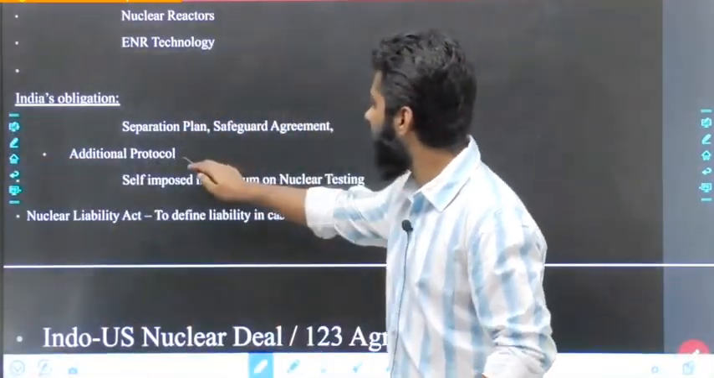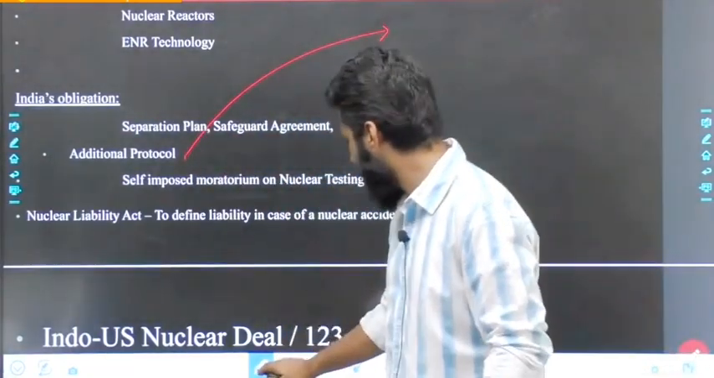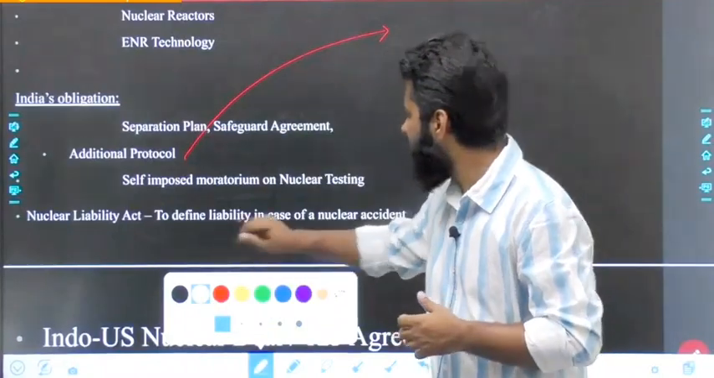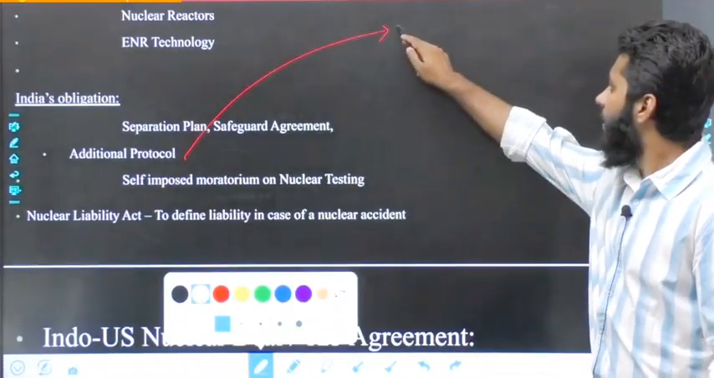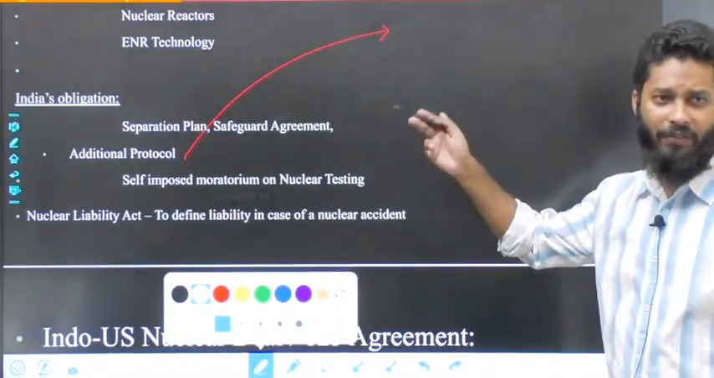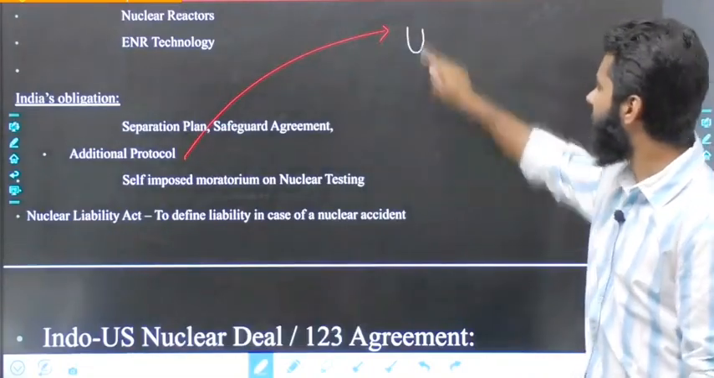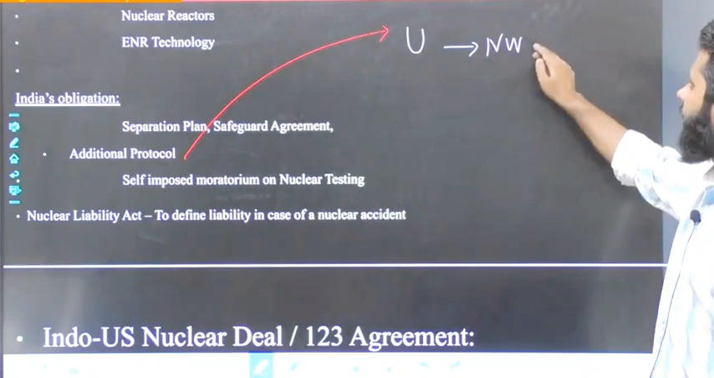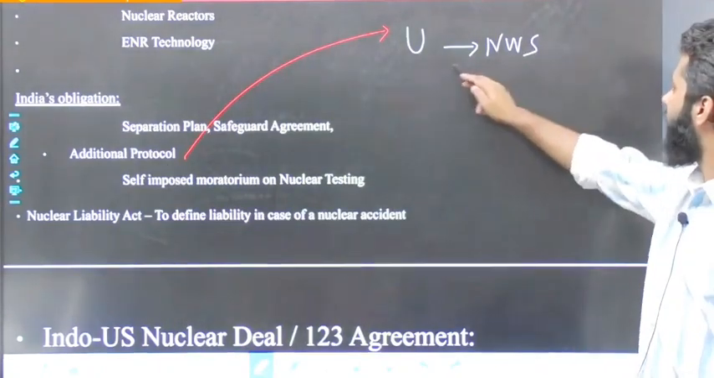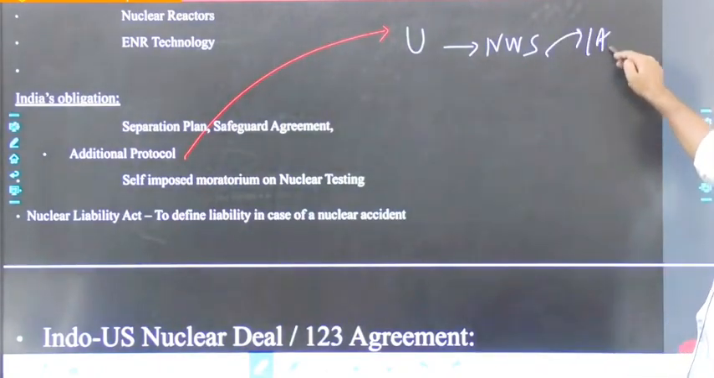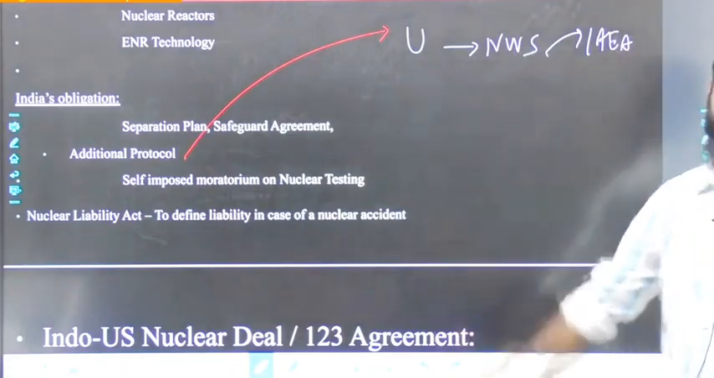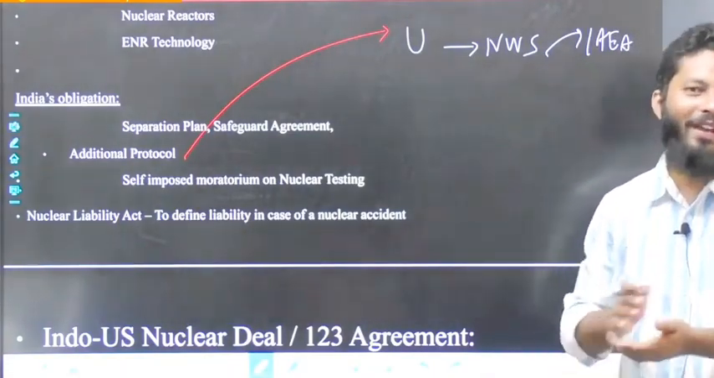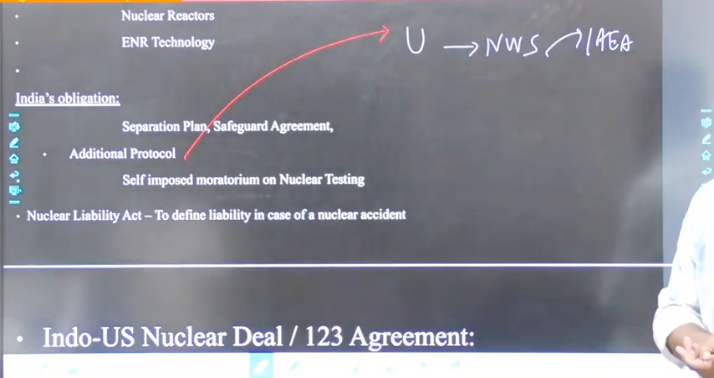I told you India signed its own additional protocol with the IAEA, and that additional protocol says if India exports uranium to any non-nuclear weapon state, then it will inform the IAEA. Come on, India cannot export uranium. We don't have uranium. We are signing these nuclear cooperation agreements.